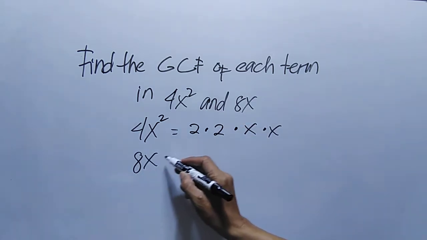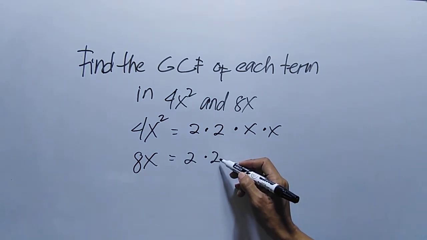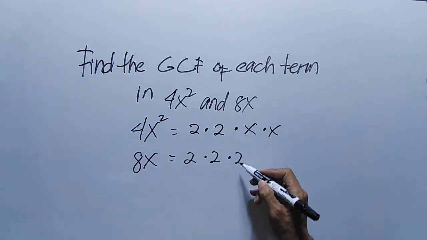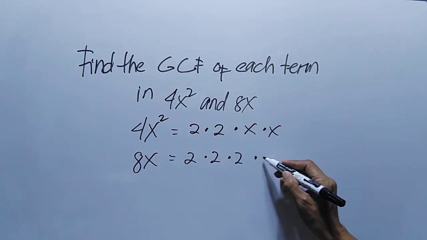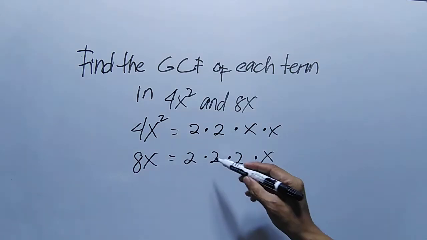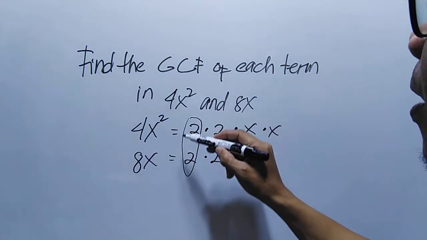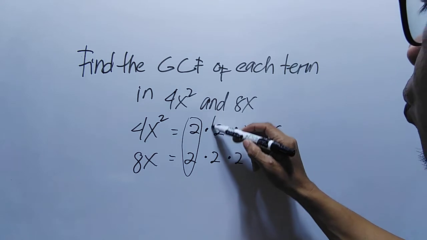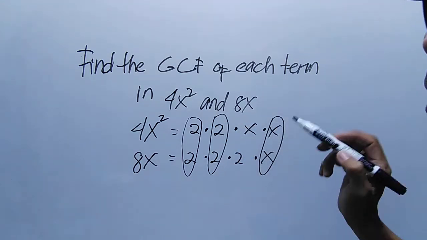So, ang factor ng 8x, 2 times 2 equals 4, diba? Times 2. So, meron tatlong 2. Then, isang x times x. So, kunin natin yung common ng dalawa. So, merong 2, merong 2, at saka isang x.